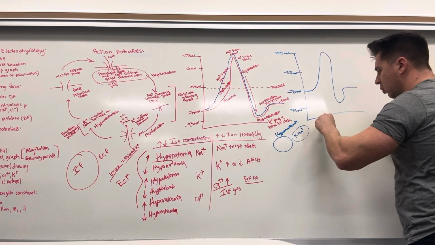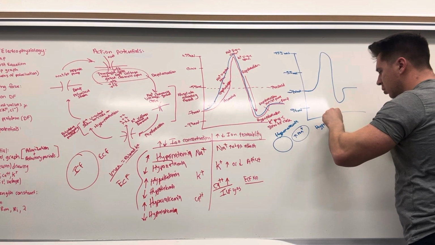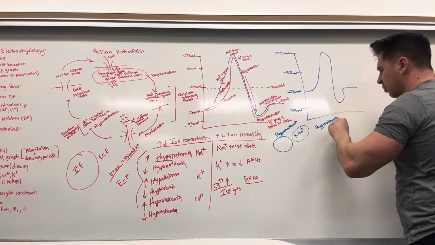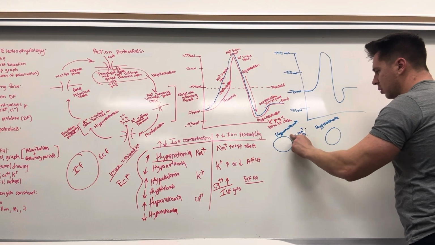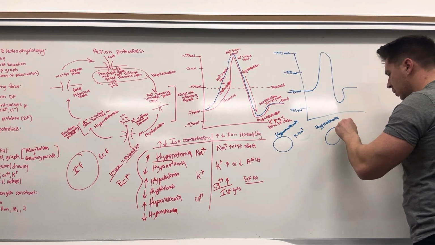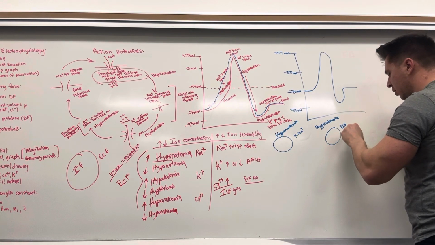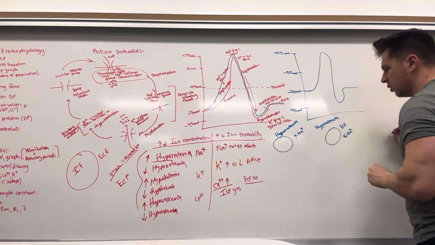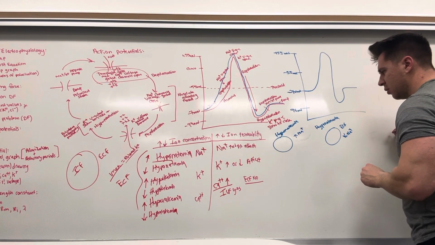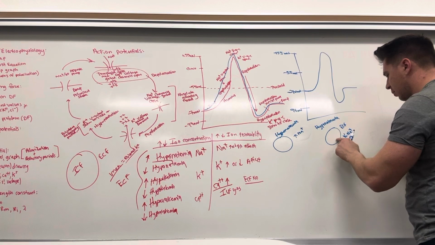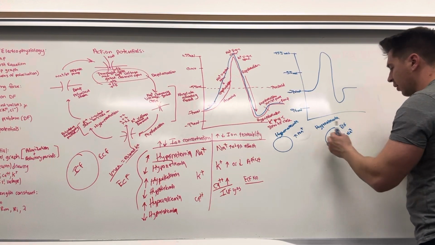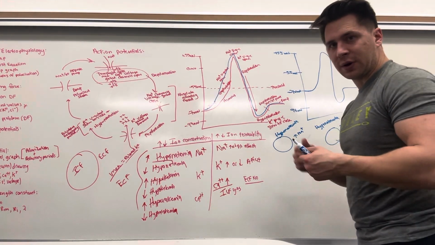In hyponatremia, that means that on the outside of the cell, out here in the ECF, we have a low concentration of sodium. And so when we open up the channel for sodium to come in, it's very low. Sodium actually wants to come out if it's very low.